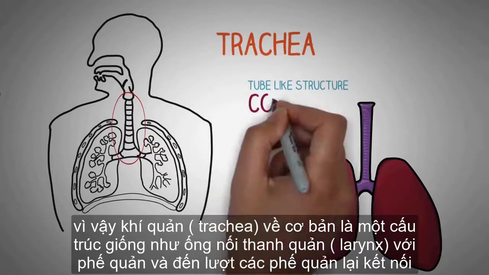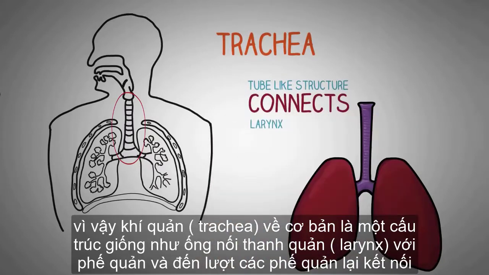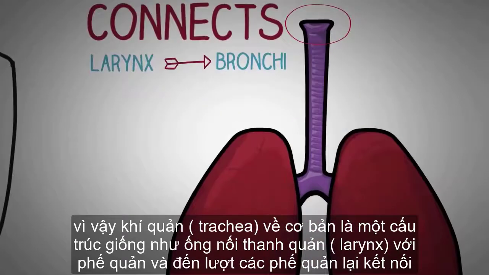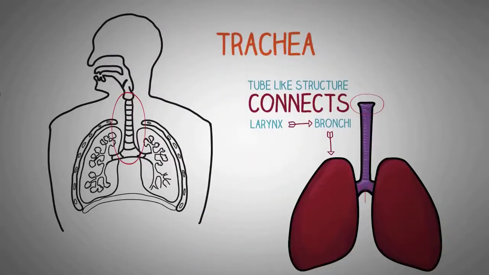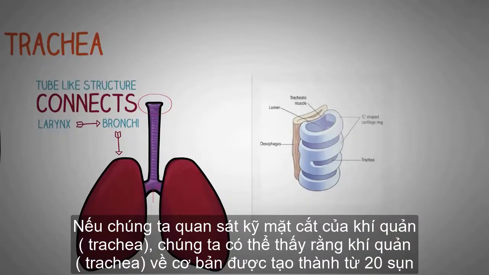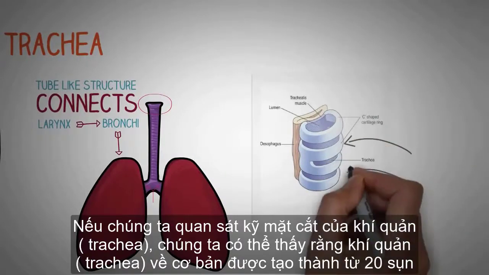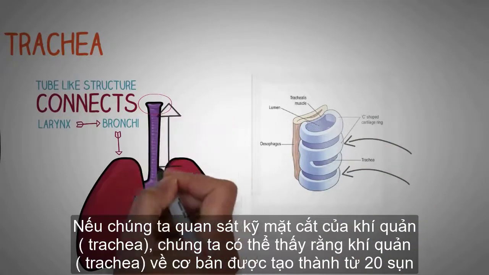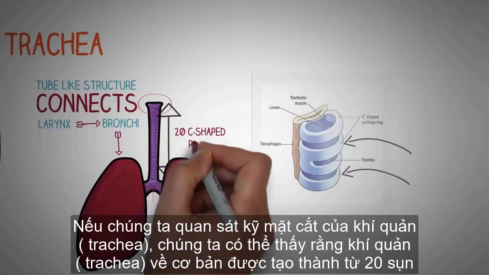The next important structure is the trachea. The trachea is basically a tube-like structure which connects the larynx to the bronchi, and the bronchi in turn connect to the lungs. If we take a closer look at the section of the trachea, we can see that the trachea is basically made up of 20 C-shaped cartilages from above to below.